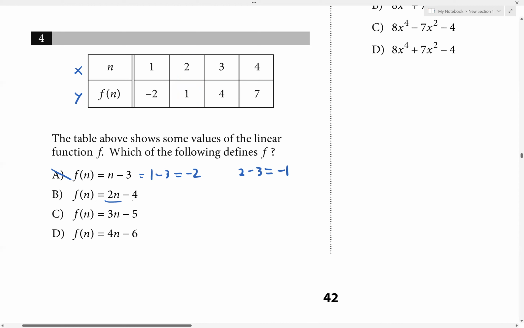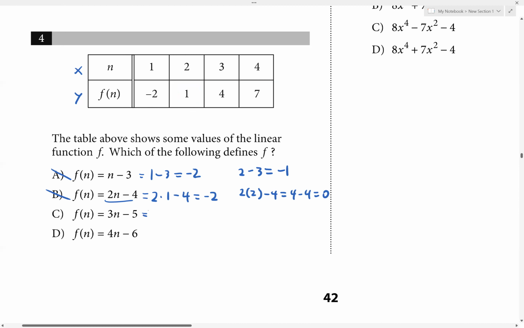Okay, so here we try letter B, 2n minus 4. We do 2 times 1, that's n, and then minus 4. That gives us 2 minus 4, which is -2. So the first one's good. And then if you plug in 2, that should be 2 times 2 minus 4, which is 4 minus 4, which is 0, right? So the second point doesn't work. Once we see something that doesn't work, we can eliminate it. So we keep on trying.